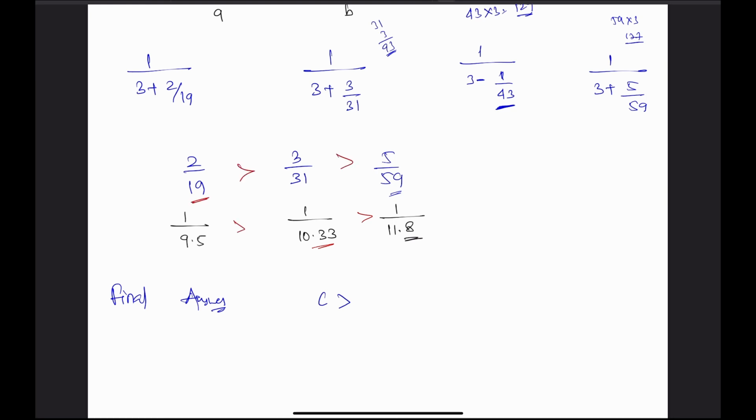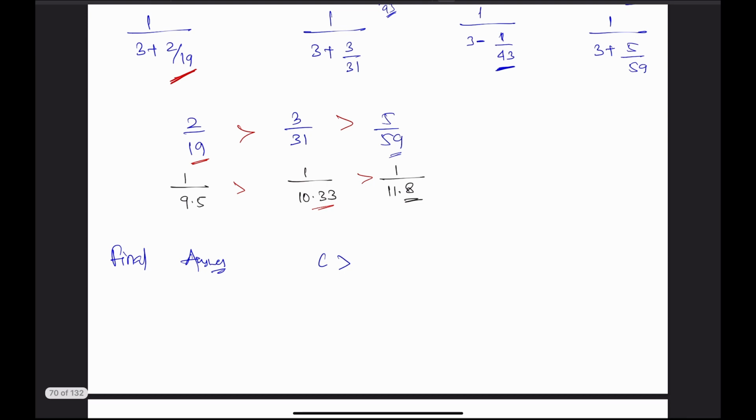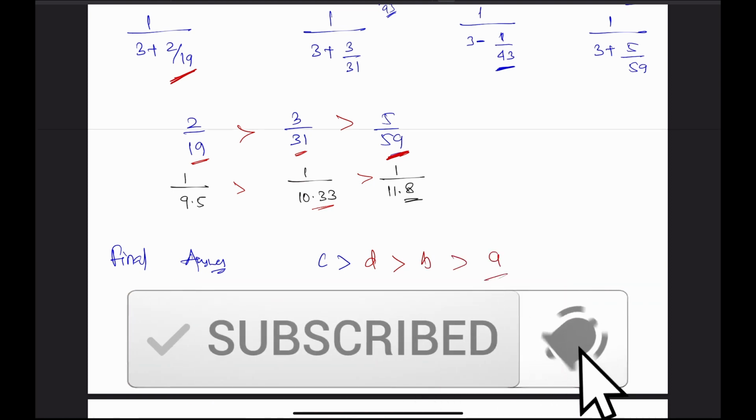So the biggest one is 1 by 19, so this will be the smallest one. And the smallest is, let's just write, this is the smallest. The smallest is going to be the biggest. So CD, and then BA. CDBA will be our final answer for this question.